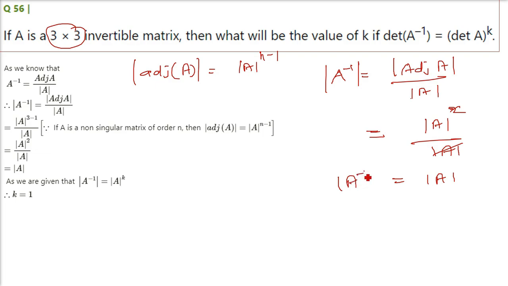So determinant of A inverse is determinant of A. So what is the power? Power is 1. So what is K? K is 1. So you can just write K equals 1.